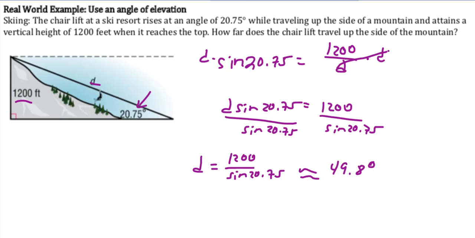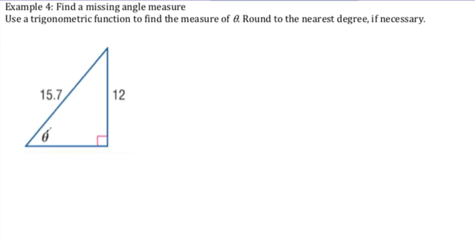I got one more for you. Now we don't know theta. Remember, theta is the input to my function. Again, I have opposite and hypotenuse, so we're going to have sine of theta is equal to 12 over 15.7. This is an inverse function. Don't confuse it with a reciprocal function. Inverse is basically we're going backwards.